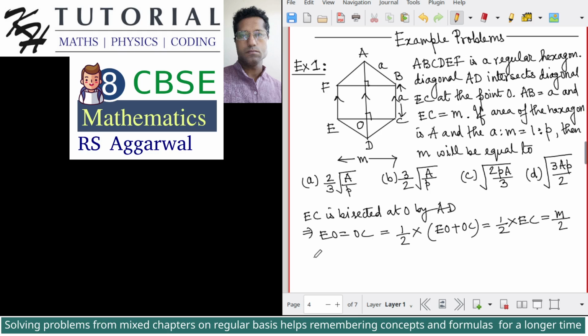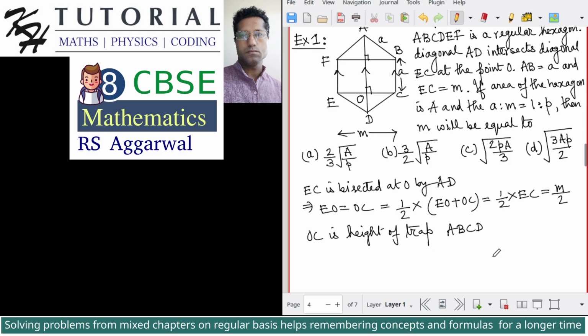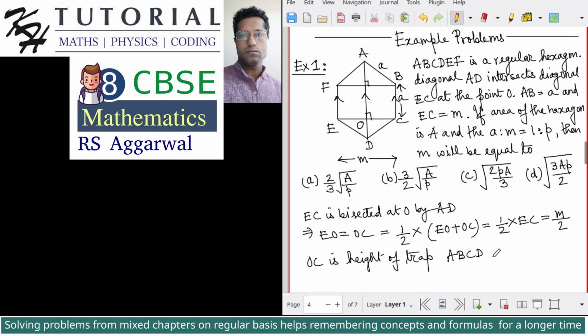Now, what is OC? OC is definitely the height of trapezium ABCD. Now, to find the area of the trapezium ABCD, we need to know the length of its parallel sides. One parallel side is BC and the other parallel side is the diagonal AD. We know BC because BC is equal to A. How do we find AD?